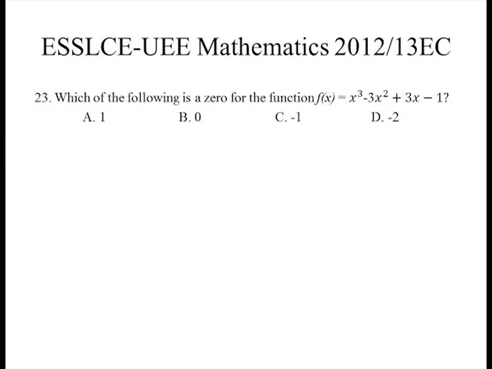Question number 23. Which of the following is the zeros of a function f of x is equal to x cubed minus 3x squared plus 3x minus 1? Zeros of a function are computed as f of x is equal to 0.